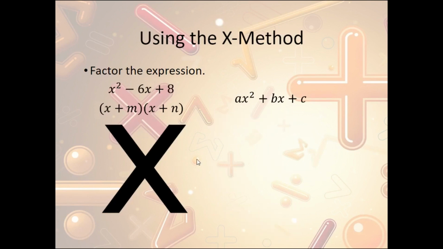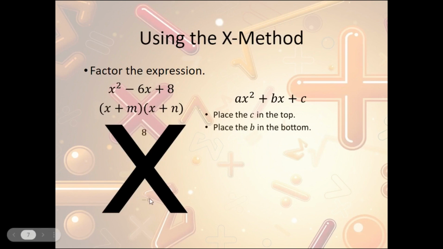Let's look at another example. We have x squared minus 6x plus 8. So same thing, place c at the top. So c is 8, so that goes here. Place b in the bottom, which is negative 6. So that goes there.